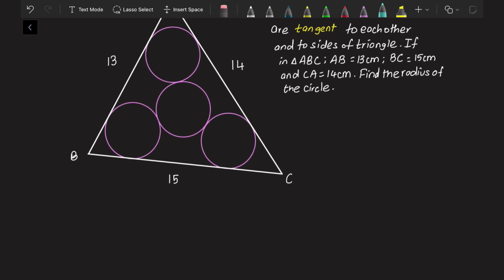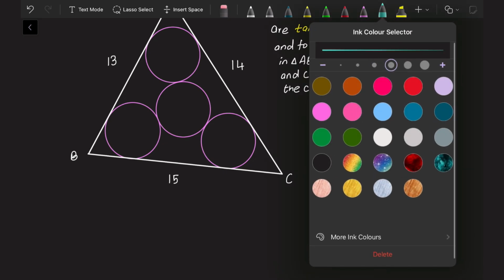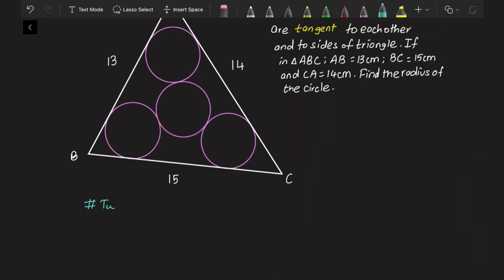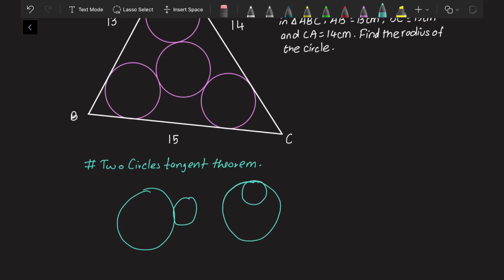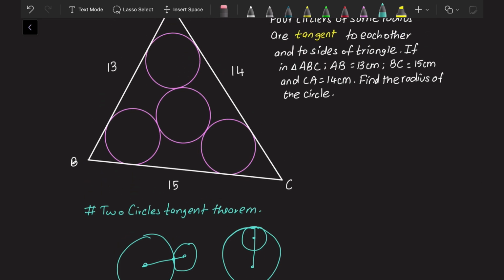So the first thing is one of the theorems that we are going to use, and we still don't know the name, but let us call it the two circles tangent theorem. Let us make the font bold. Now what does this theorem state? If there is a circle and another circle that is tangent to it, either externally or internally, in both cases the centers of the two circles and the tangent point will lie in a straight line. The center of the first circle, the center of the second circle and the tangent point, all three points would always be collinear. So this we are going to use in this particular question.